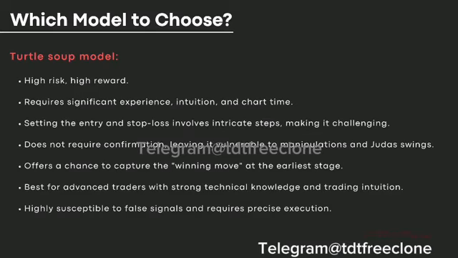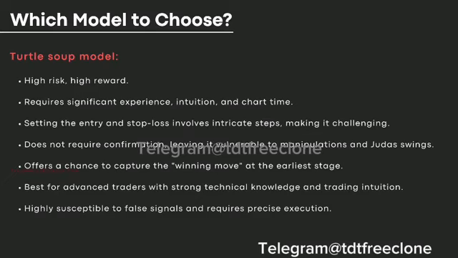The third point is that it has intricate entries and stop loss placements. One of the hardest parts of the Turtle Soup model is setting your entry and stop loss, because unlike other entry models, this model requires precise execution and there's very little room for error. And the reason it's so challenging is because if your stop loss is too tight, then normal market volatility could take you out prematurely. But if it's too wide, then you are risking making your risk to reward ratio vague and not worth it. Number four, it requires no confirmation, which makes it vulnerable to manipulations.